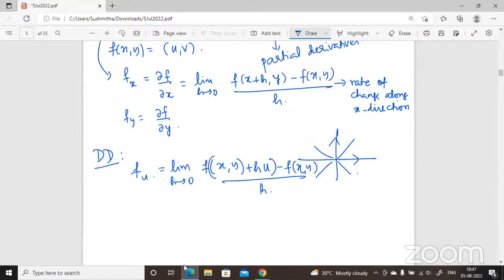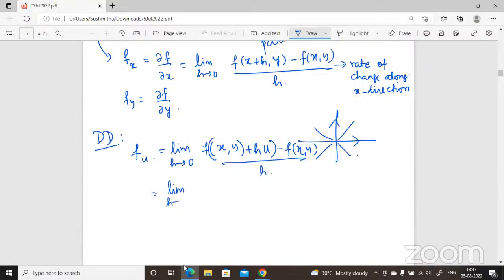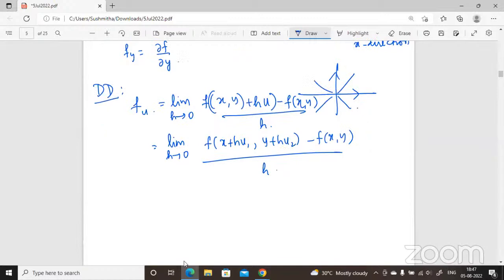Or we can write it as f of x plus hu1, if u is equal to u1 comma u2, y plus hu2, minus f of x comma y, by h. So this is the directional derivative. But later on, once we studied gradient, we know that the directional derivative is nothing but the gradient of the function dot product with the unit vector, right?